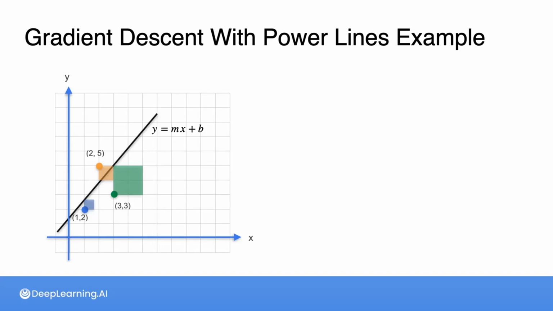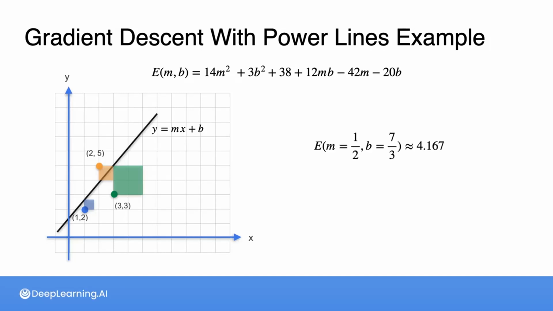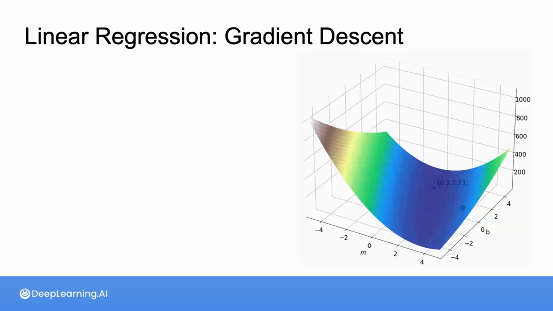So the power lines example was the following. You wanted to try to find a best fiber line that reduces the cost of connecting to the power lines. And the problem boiled down to minimizing this function, so finding the optimal m and b that will find the smallest value for e of m and b. And analytically, you found that it was 1/2 and 7/3, and it gave a value of 4.167. However, we can also do this using gradient descent.